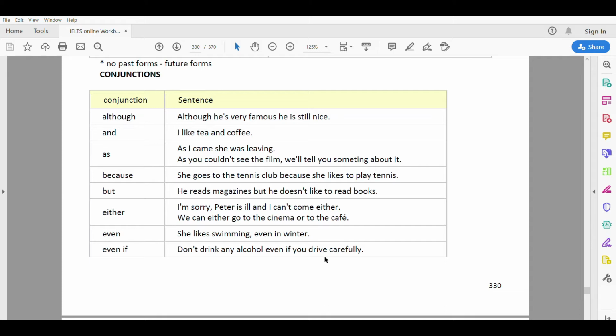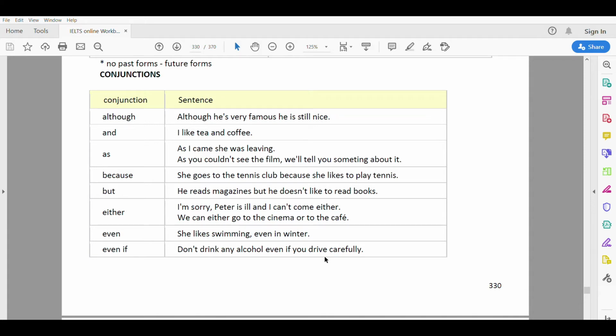So now this video is about the list of connectors or conjunctions that can be used in our speaking and writing module of IELTS. So it can be clearly seen on the screen that the first one is although. Although he is very famous, he is still nice. Now in this you can clearly see that although comes at first. That means the dependent clause is coming first and then the independent clause.